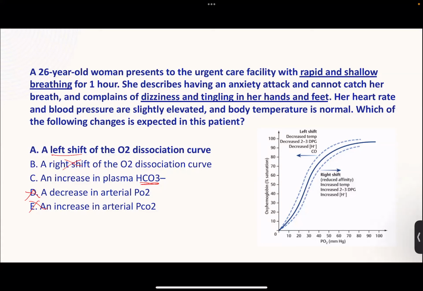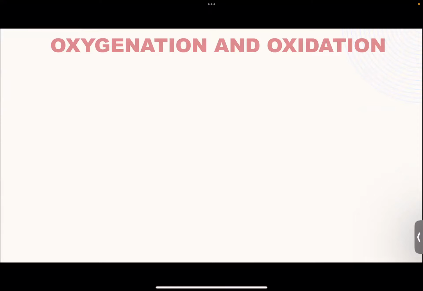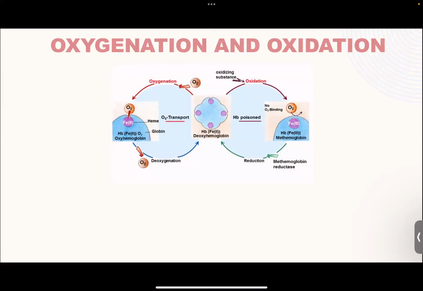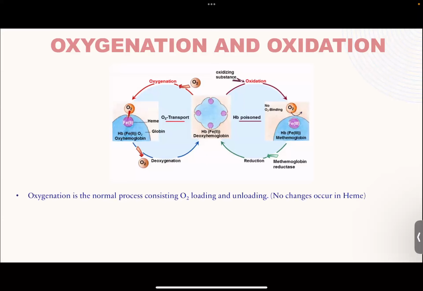So now that we're done with the curve of oxygen, one last thing about oxygen, and then we're gonna move on to carbon dioxide. Oxygenation and oxidation both happen in the hemoglobin, and it's really easy. Oxygenation is when the O2 goes to the hemoglobin, binds, goes to any tissue, leaves it out there, and then comes back. Oxygenation is basically the process which consists of loading the oxygen and unloading it. So it's just binding and unbinding. There's no changes that occur in the heme itself.